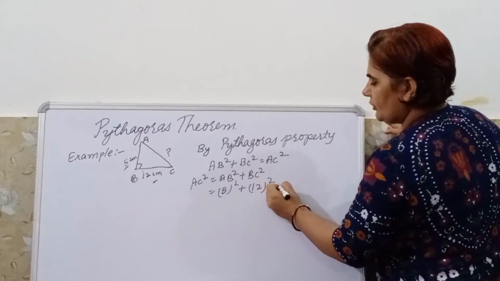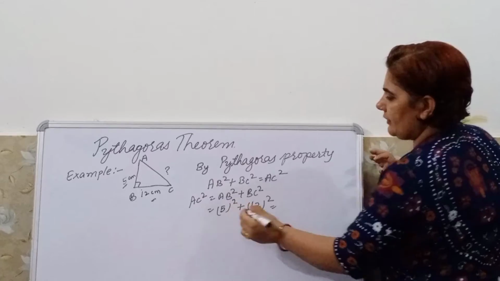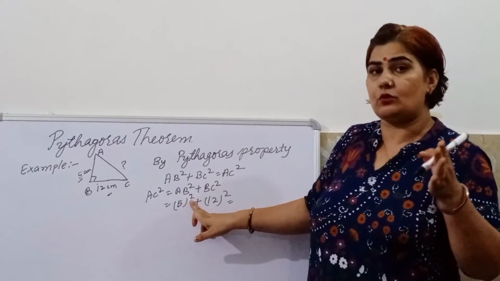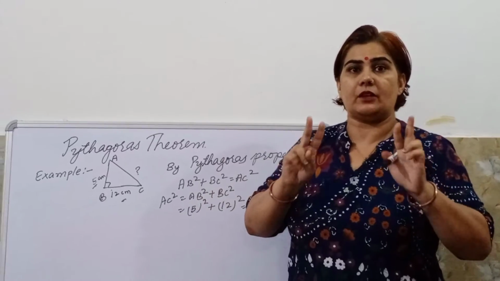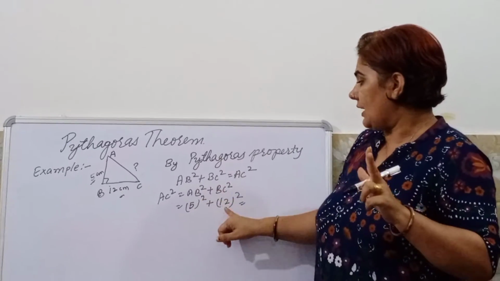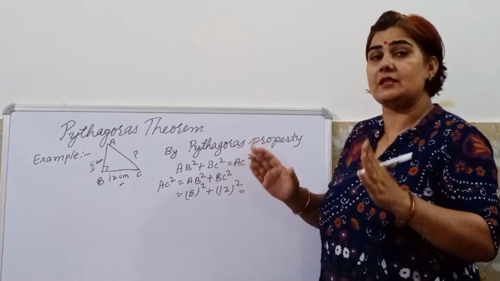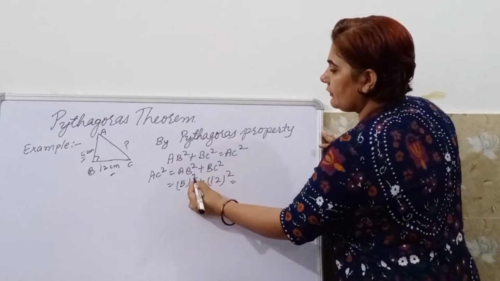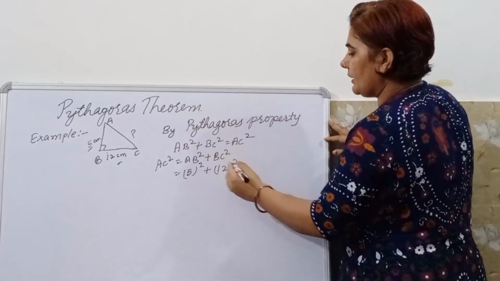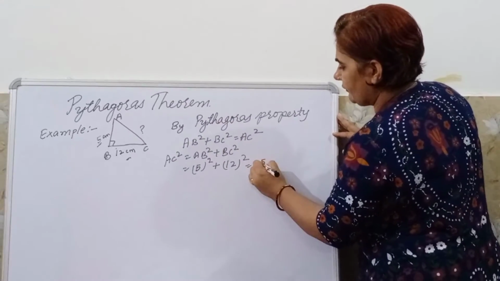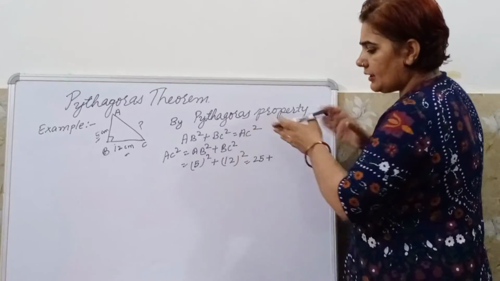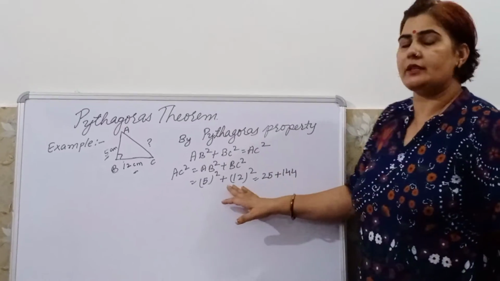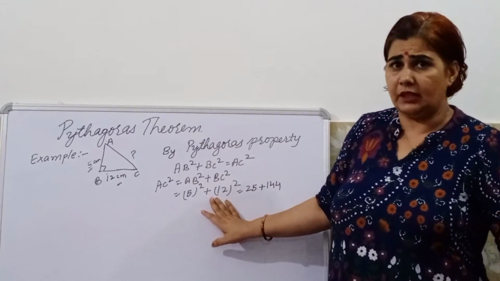I hope it is clear to you. This is square, means power 2, exponent 2. So 5 is having 2 power, means there are two 5s here. 12 is also having 2 powers, means two 12s over here. So 5 power 2 means 5 multiplied by 5, that is equal to 25, plus 12 into 12, that is 144. We call it the square of a number.